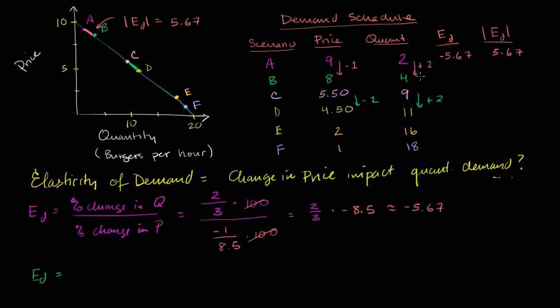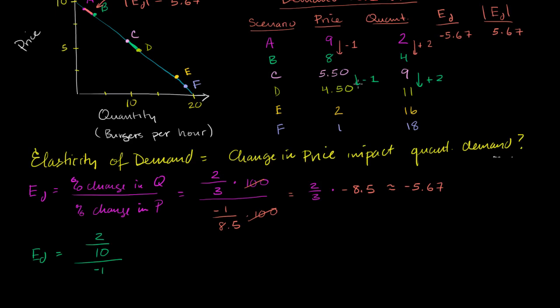So let's see what we get. Our percent change in quantity, we have a change in quantity of 2, and then our average quantity is 9 plus 11, which is 20, divided by 2 is 10. All of that over percent change in price. So we have -1 divided by the average price. So -1 is the change in price, and we want to divide that by the average price. Well, $5.50 plus $4.50 is $10, divided by 2 is 5. So the average price is 5.